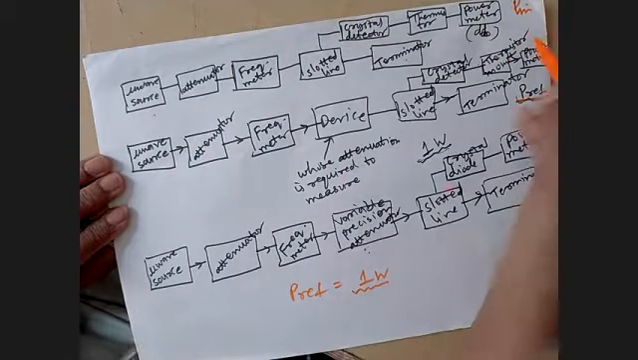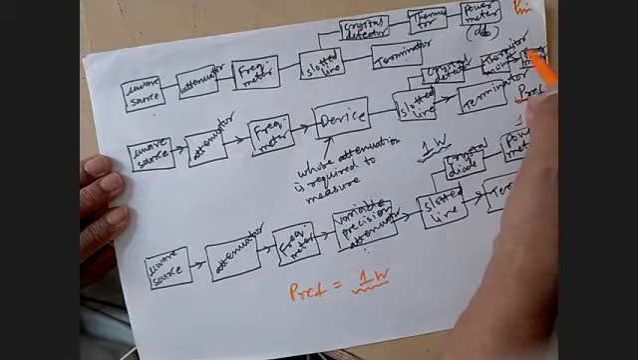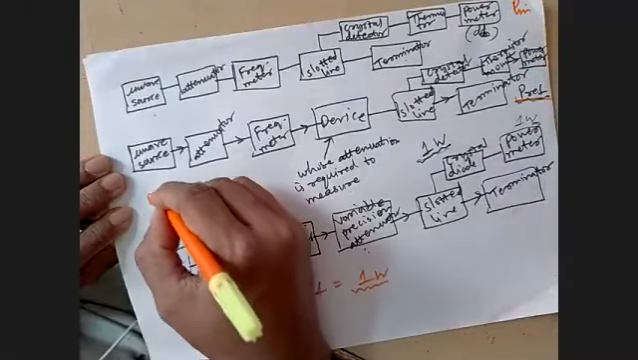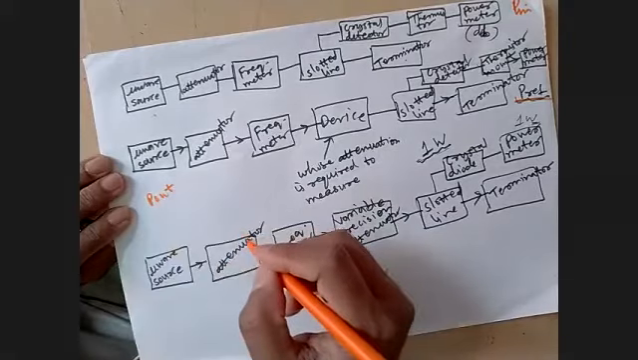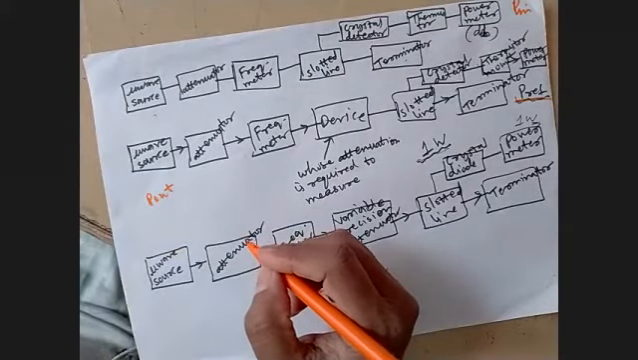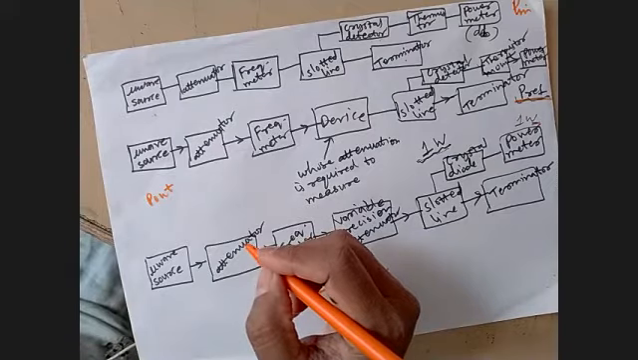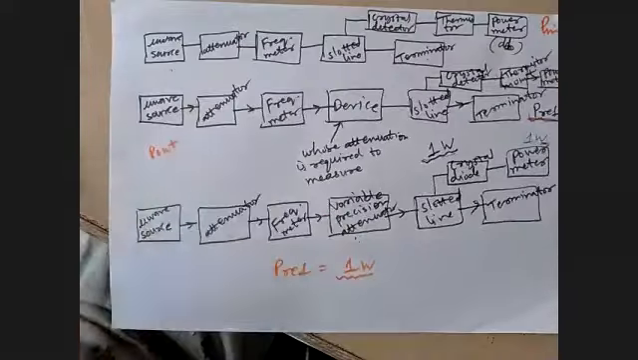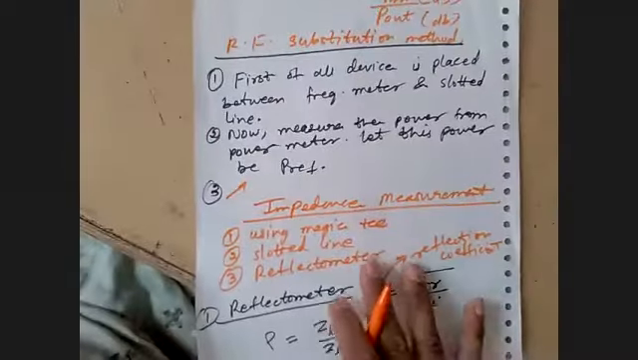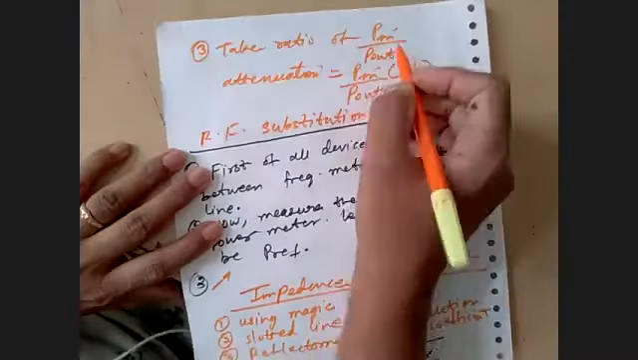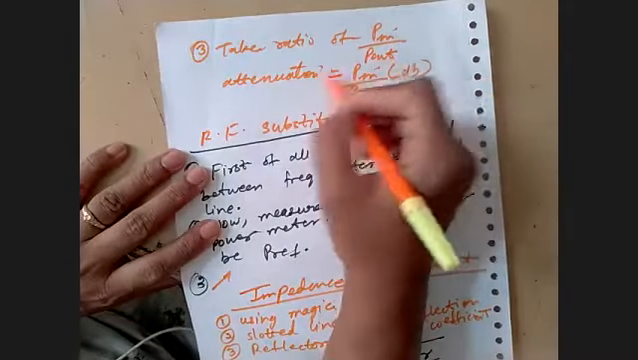Now calculate the power from the power meter. Whatever power this is going to measure, let this be denoted by P out. That is the output power. Now the ratio of this input power and output power is giving the attenuation. The ratio of the input power to the output power, this is giving the attenuation.